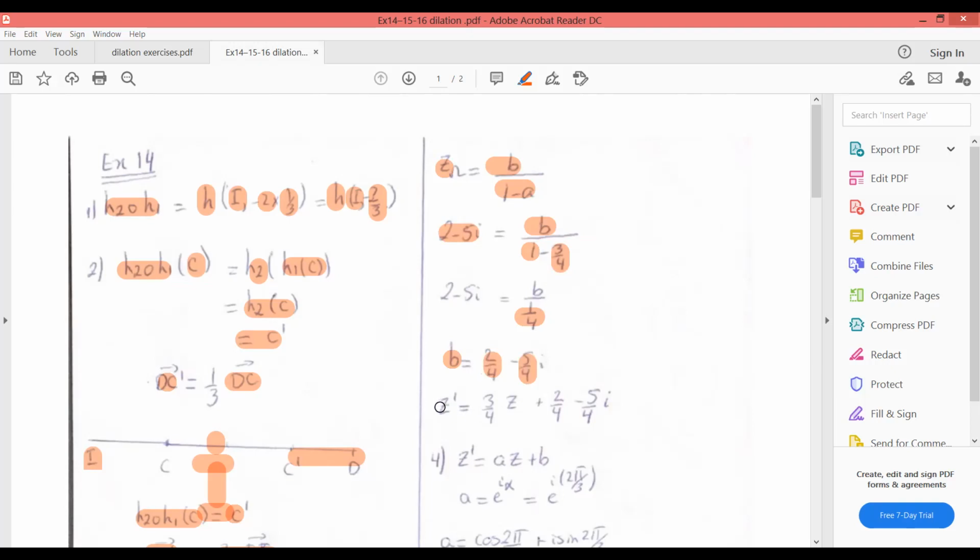So Z prime equals 3/4 Z plus 2/4 minus 5/4i.